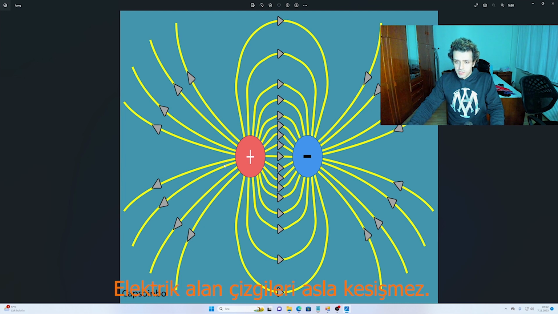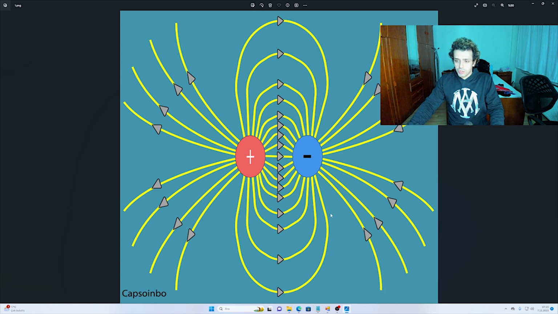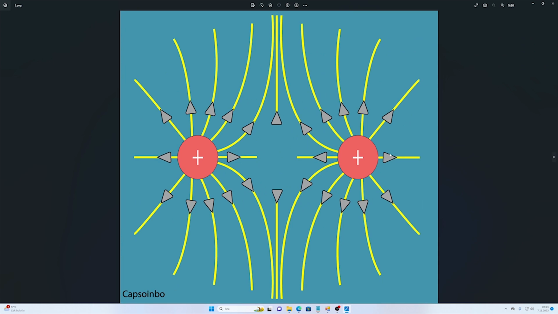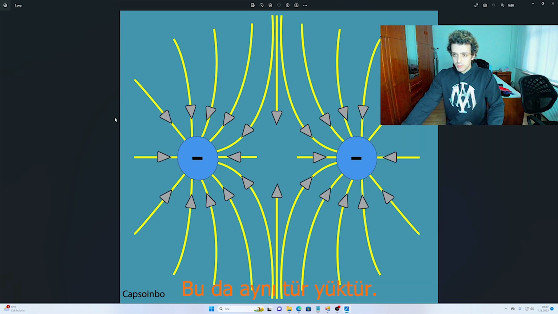Electric field lines never intersect. Electric fields can be combined due to the principle of superposition. Electric field lines created by the same charge extend parallel to each other and never touch. This is also the same type of charge.